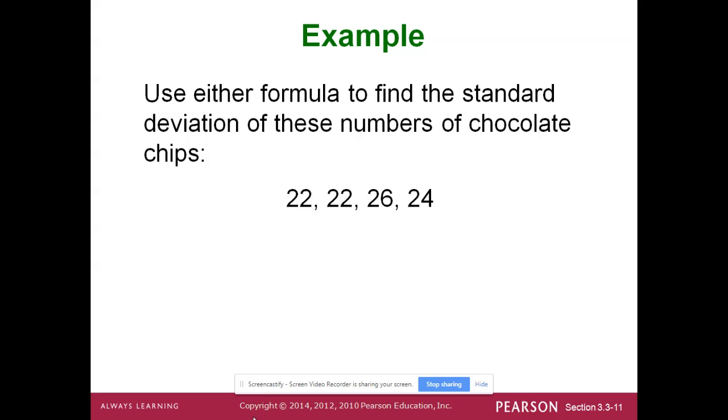First thing you've got to find in order to find standard deviation is what? The mean. If I add all those up, 22, 22, 26, 24, that's 94, divided by 4, is 23 and a half.